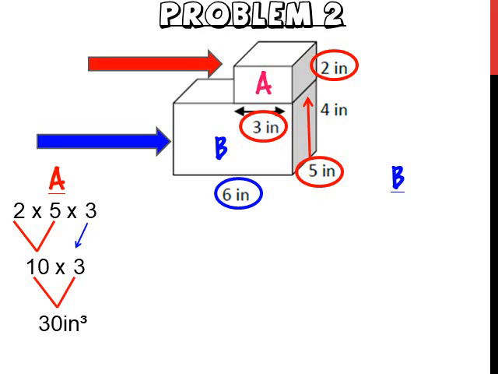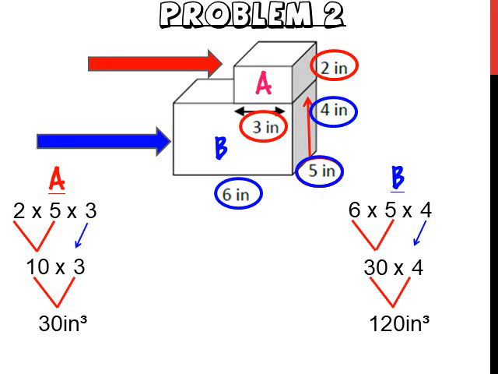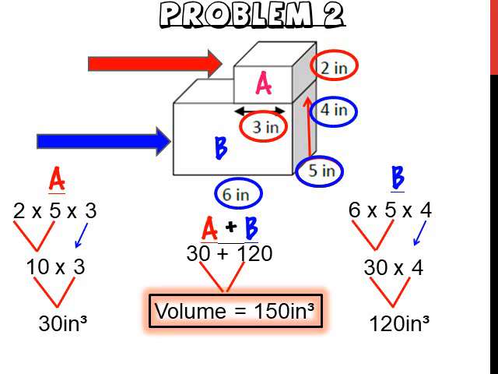When I do B, I see that 6 inches is my length. That 5 that I used for A is also the width of B, and 4 is my height. So I'm going to multiply 6 times 5 times 4. 6 times 5 is 30, and 30 times 4 is 120. So when I combine A plus B, I'm going to combine 30 plus 120. When I add 30 and 120, I get 150 cubic inches.